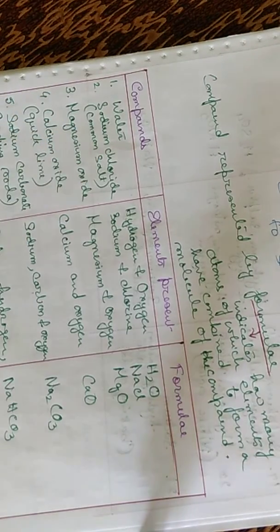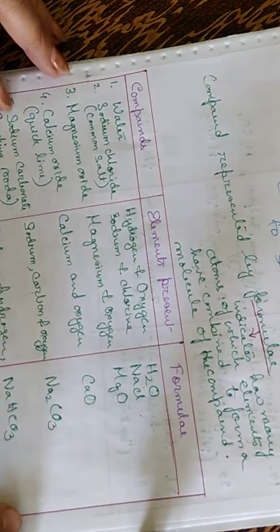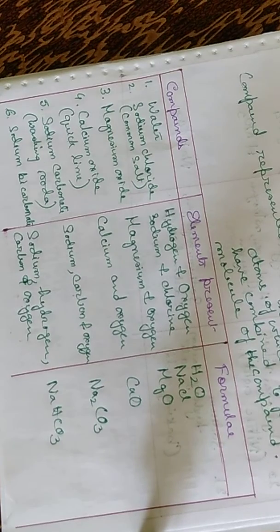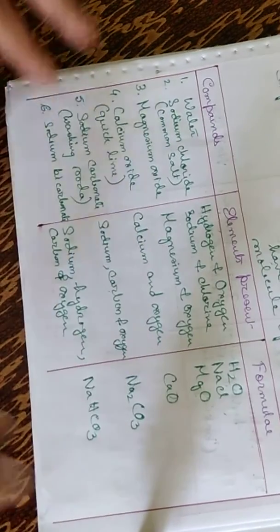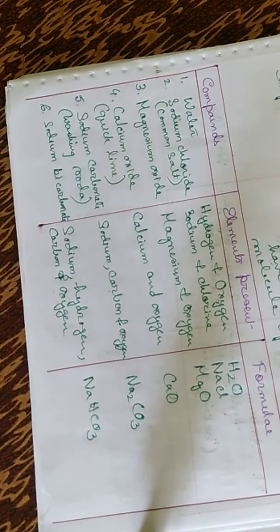Then sodium chloride, common salt, sodium and chlorine elements are there. Formula is NaCl. Then magnesium oxide, magnesium and oxygen. So formula is MgO. One atom of magnesium and one atom of oxygen has combined to form one molecule of the compound, magnesium oxide. Calcium oxide, known as quicklime. So calcium and oxygen is there. So it is represented by CaO. Sodium carbonate, that is washing soda. It has sodium, carbon and oxygen, and it is represented by Na2CO3. Then sodium bicarbonate, sodium, hydrogen, carbon and oxygen. It is represented by NaHCO3.